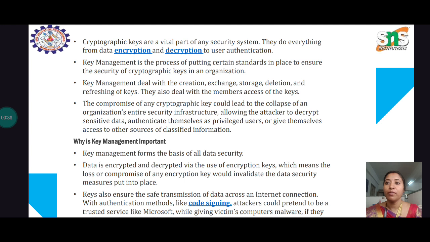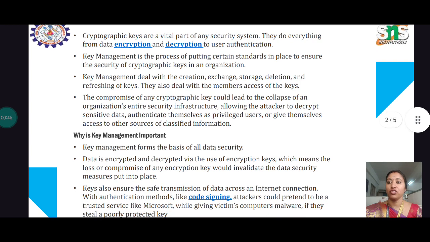Okay, so key management is a process of putting certain standards in place to ensure the security of cryptographic keys in an organization. Key management deals with the creation, exchange, storage, and deletion. It all comes under confidentiality, authentication, security. They also deal with the members' access of keys. The compromise of any cryptographic key could lead to the collapse of an organization's entire security infrastructure.